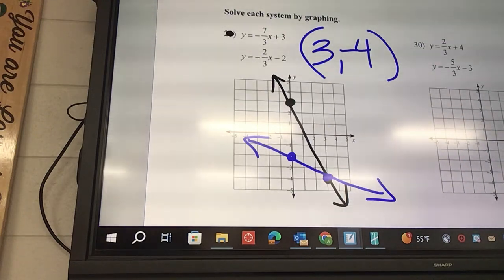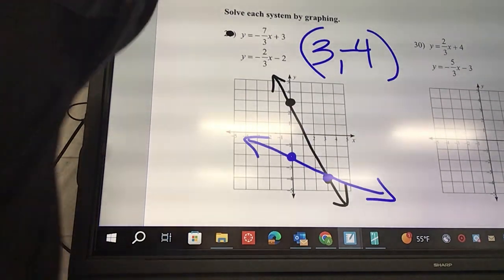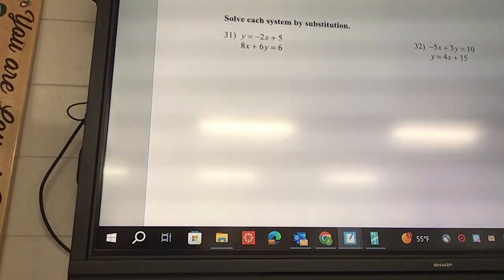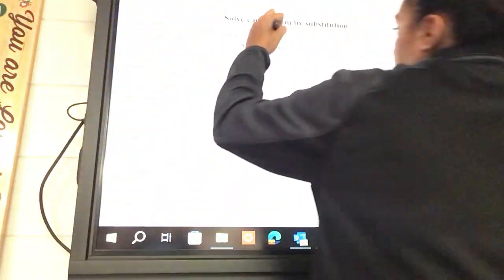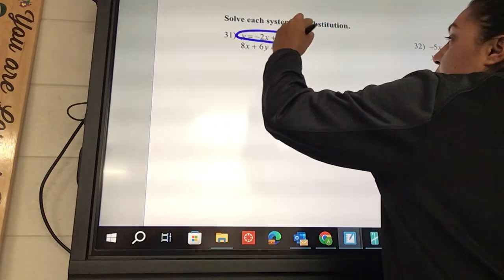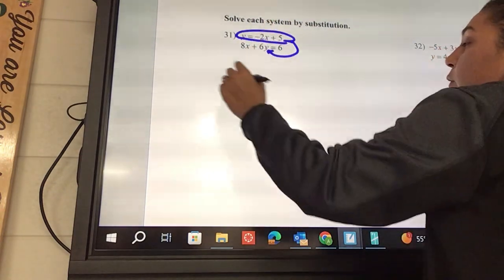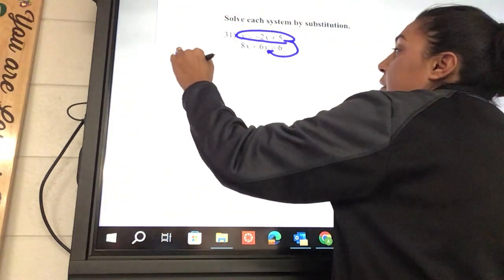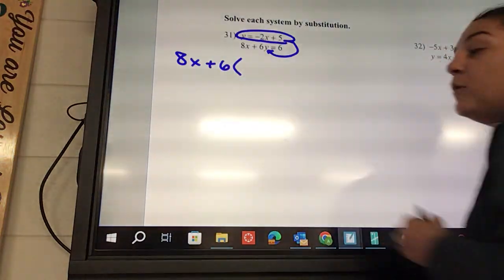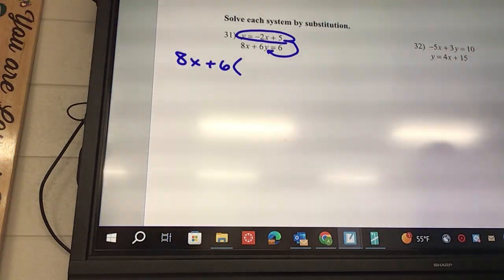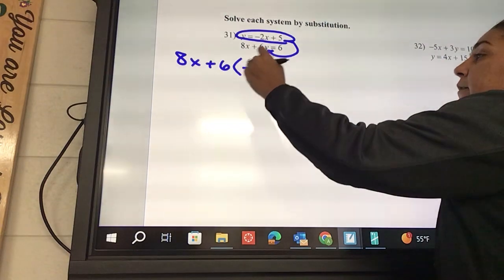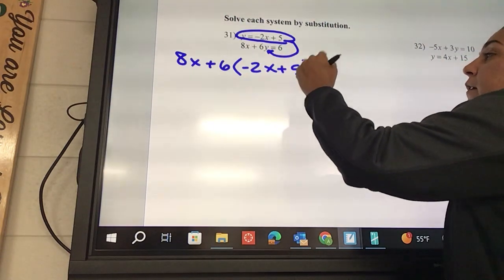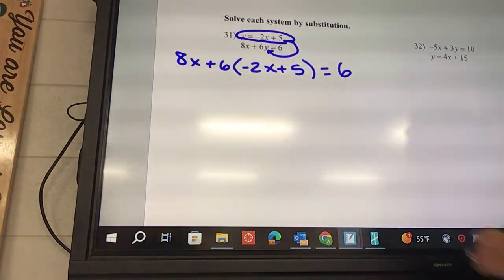Okay, the next section on here is substitution. Which equation am I going to circle? Equation 1 or equation 2? Equation 1, because it's the one that says y equals. Okay, and we're going to plug that into the other one where the y is at. So I'm going to have 8x plus 6, and instead of y, what am I writing? Negative 2x plus 5, equals 6.